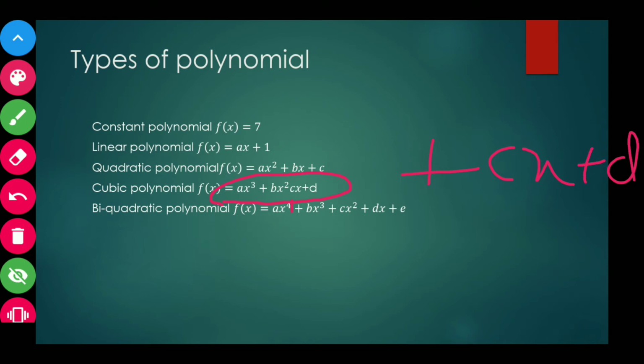And the next one is biquadratic. Biquadratic means power 4. Just like the previous ones, if a polynomial has power 4 or degree 4, then that polynomial is called a biquadratic polynomial. Let's move to the next topic.